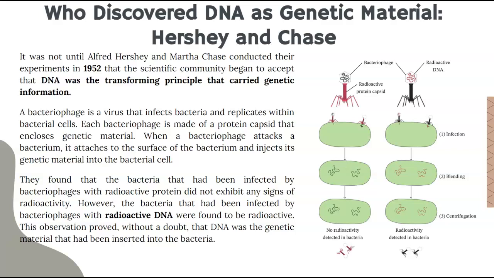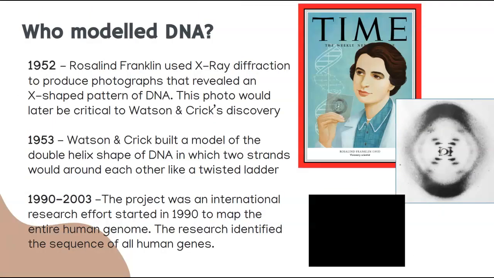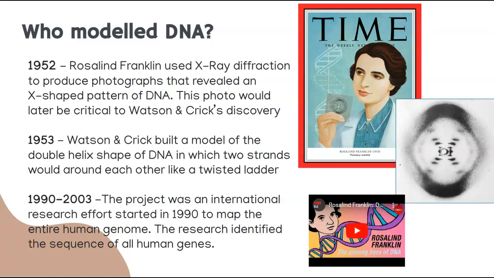So essentially, they were like, hey, we think DNA is passed from one individual to another. Around that time, we also had Rosalind Franklin, who in 1952 produced the very first photograph, without realizing it at first, that revealed an X-shaped pattern of DNA, which allowed Watson and Crick in 1953 to build a model that demonstrated that DNA was a double helix shape.